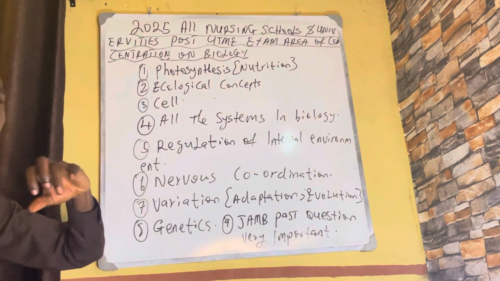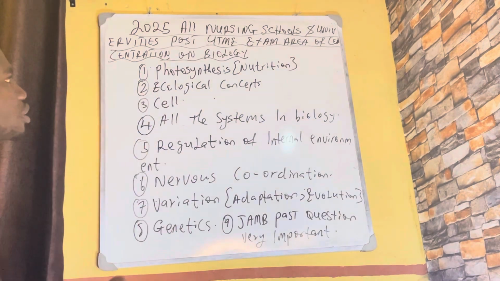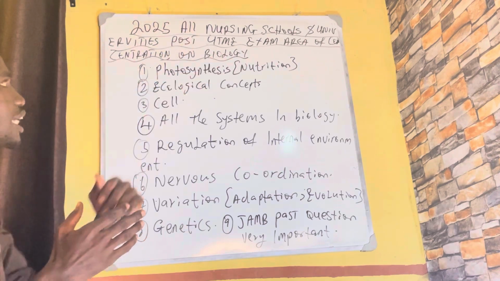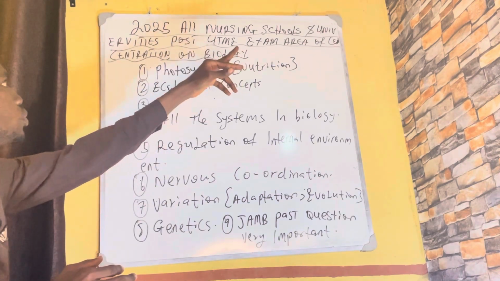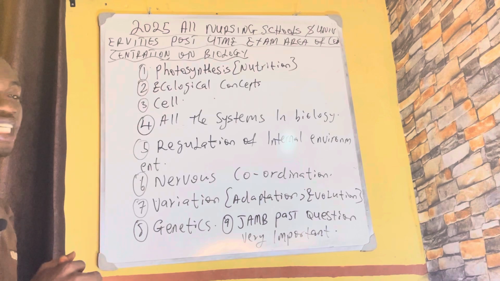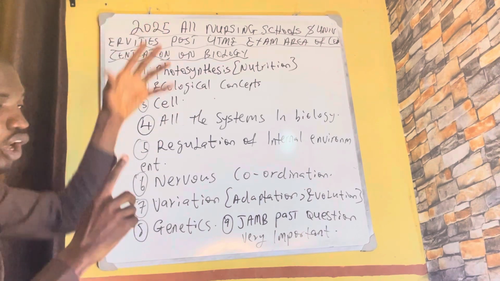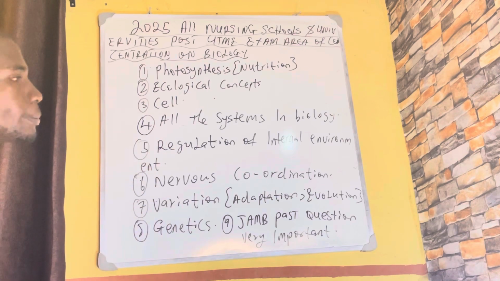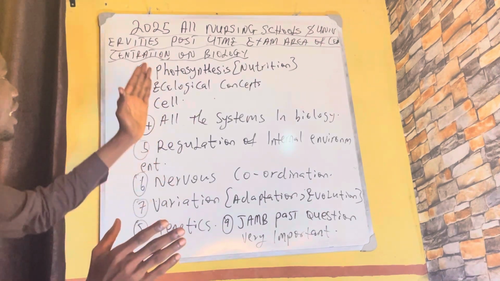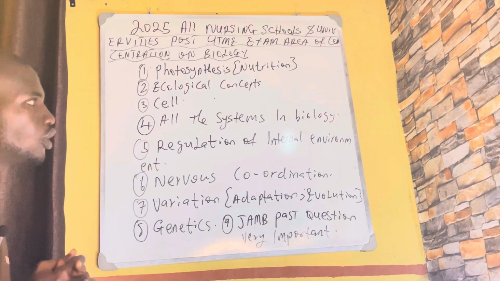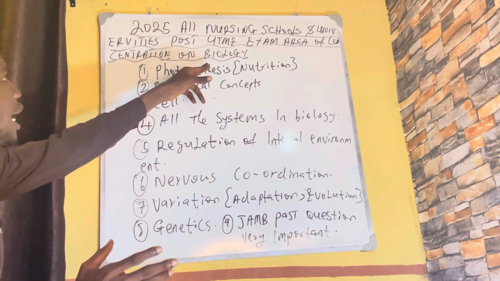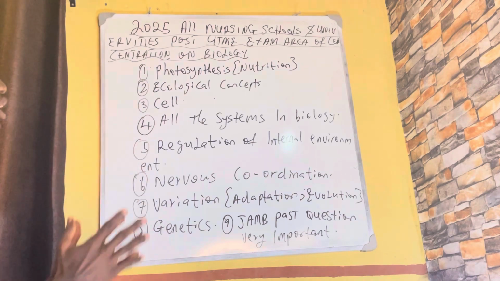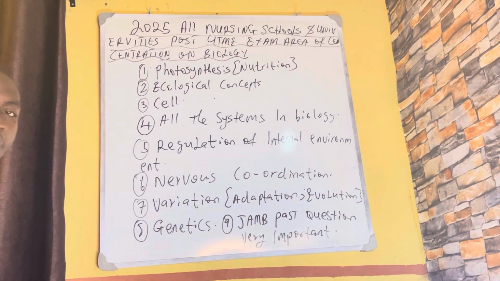We want to discuss the area of concentration. Where are you going to read for your exam? The POST UTME exam is coming up soon, for all nursing schools and all universities. The exams will start in August, September or October, depending on the school you choose. But most nursing schools are going to write the exam in August. So, area of concentration in biology: what are you going to read so that you pass? Do you understand?